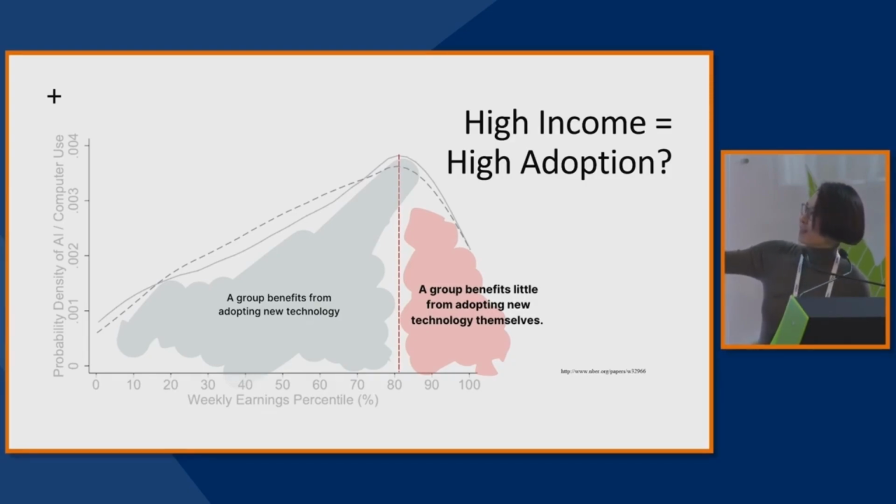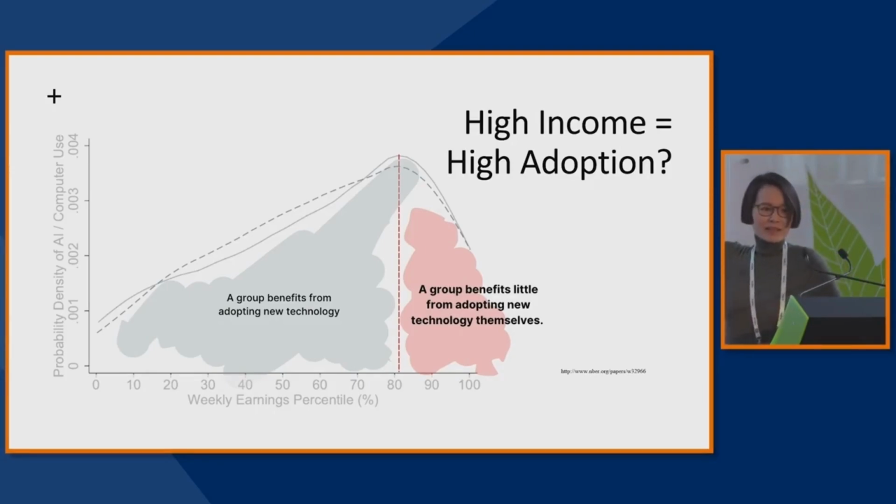Sorry, I realized one thing. I haven't explained what the lines mean. So the dashed line there is actually the computer usage back in the 80s. It's also mapped with the income. The solid line there is the AI usage nowadays, also mapped with income. Now we can come back to what I was saying.